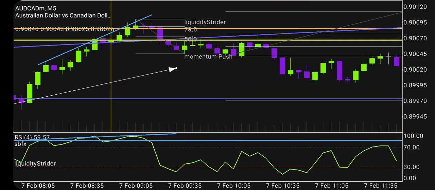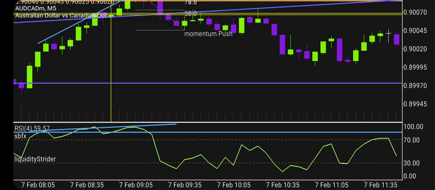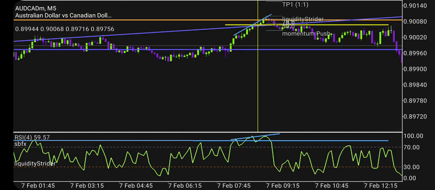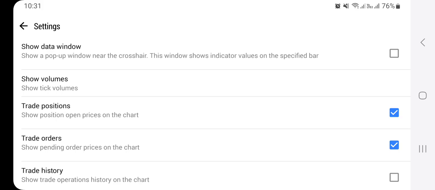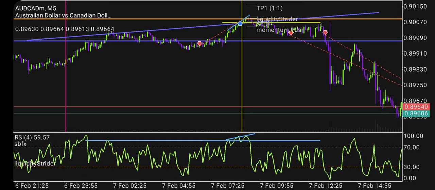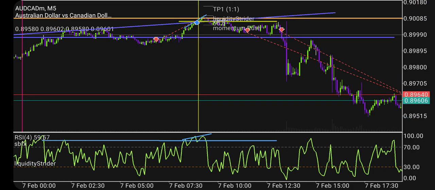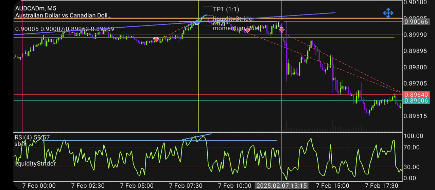This is where I would have placed my entry here. So now I just want to delete this arrow and delete this Fibonacci. Switch on my trade history, and this is what happened. I had like 2 orders. I put in an order there, continued, no, it didn't continue, put in an order there.